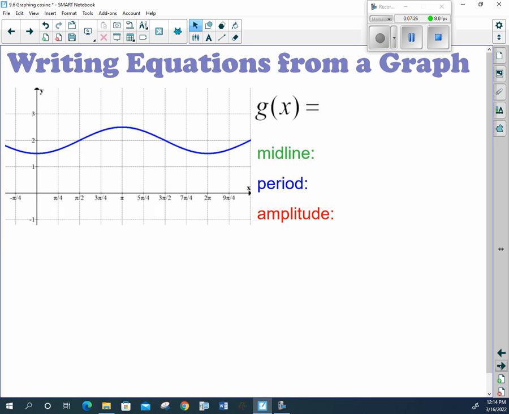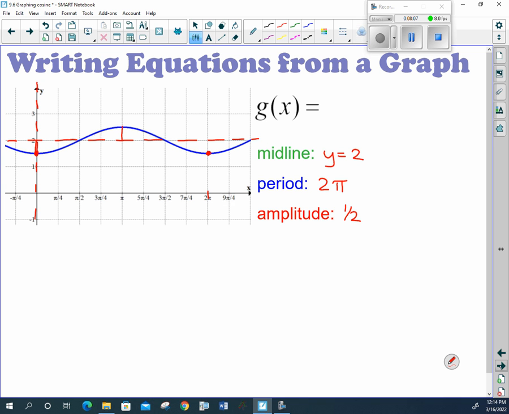Okay, here's our last one. So this one right here, we're going to find our midline. It looks like the midline's right here at 2. I'm going to check the y-axis to see if one of my key points is on the y-axis, and it is. A min is right there on the y-axis. So if I start at a min, I have to end at a min, which would be right here, and that period would be 2 pi. And the amplitude, from the midline to the max and the midline to the min, is a half, so our amplitude is a half.